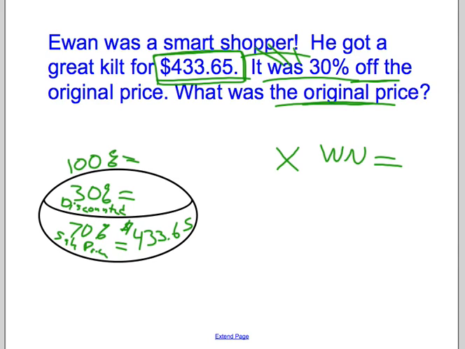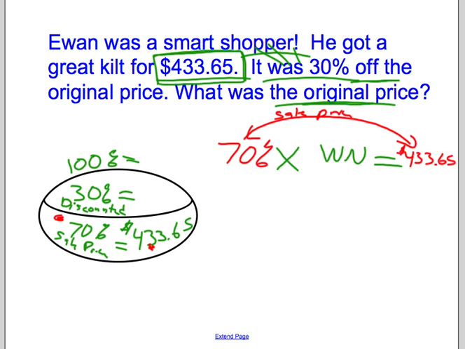We're going to now use the information, and let me change colors here. We have both parts. We have the 70% and we have the value. We know that 70% is the actual cost, and the number that matches up with it has to come from the same spot, the $433.65. That's the sell price. And we're going to use that to find our original price.